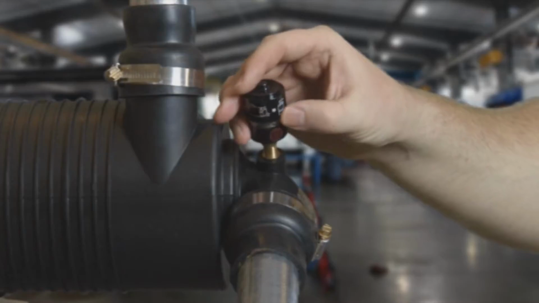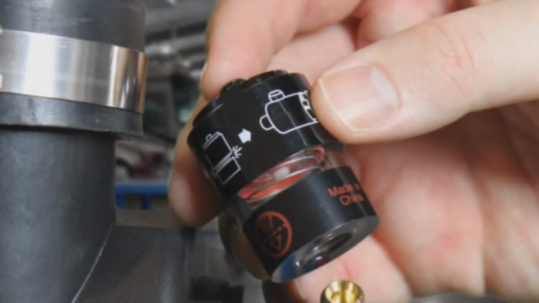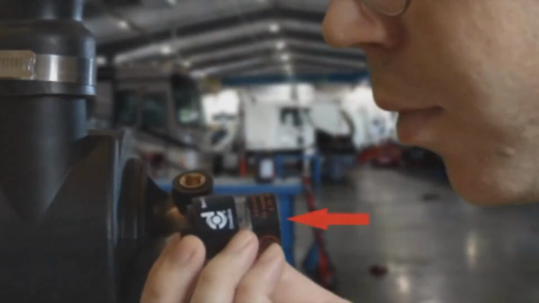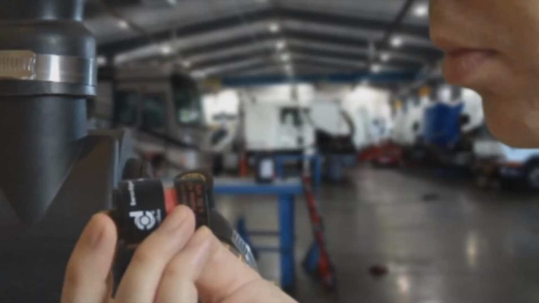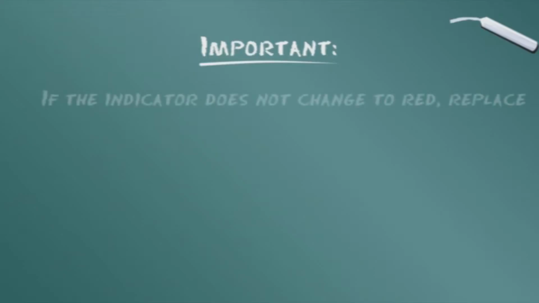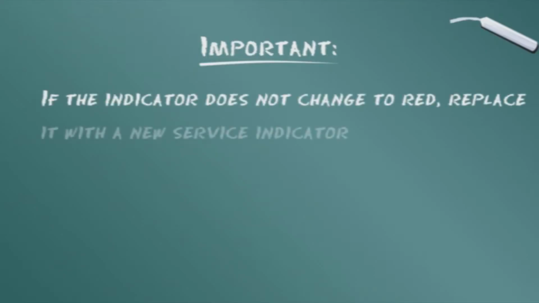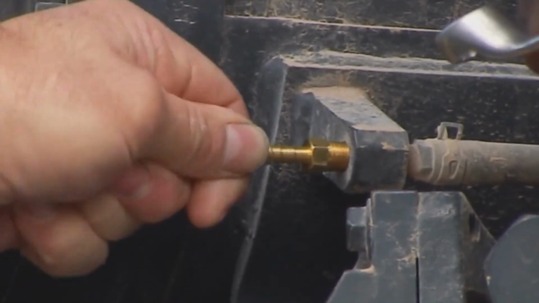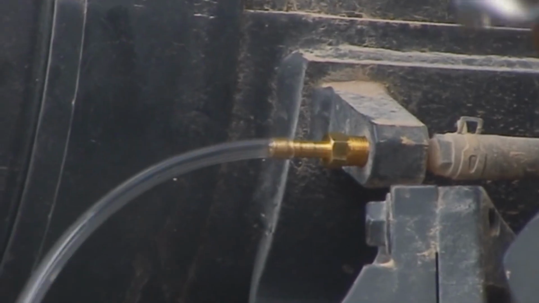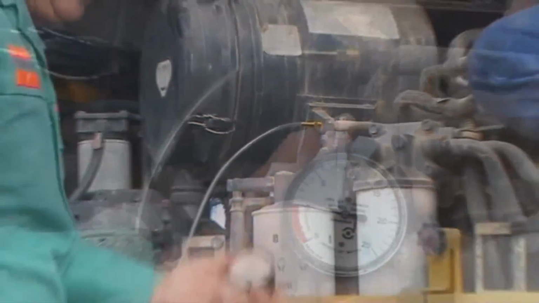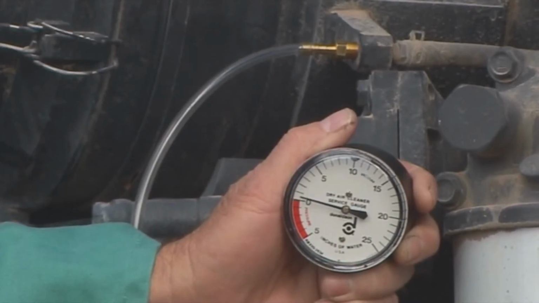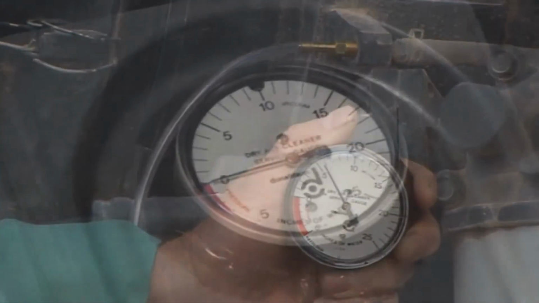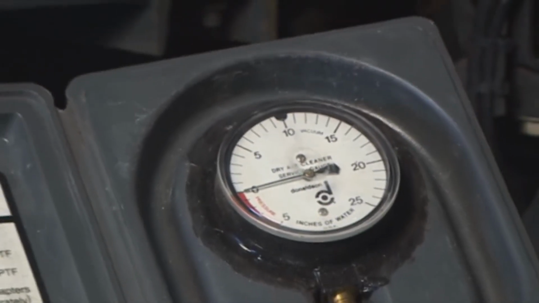Remove the service indicator for testing. Test by pressing the reset button to clear. Then create a small amount of vacuum to the inlet of the service indicator. The service indicator should change to red, indicating it is working properly. If the indicator does not change, replace it with a new service indicator. To check the indicator port on the air cleaner, connect a water manometer or clock-style gauge and start the engine. If the port is OK, a reading indicating restriction should be present. If no reading is indicated, the port is plugged.